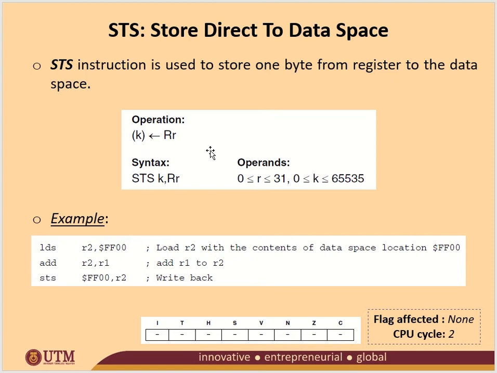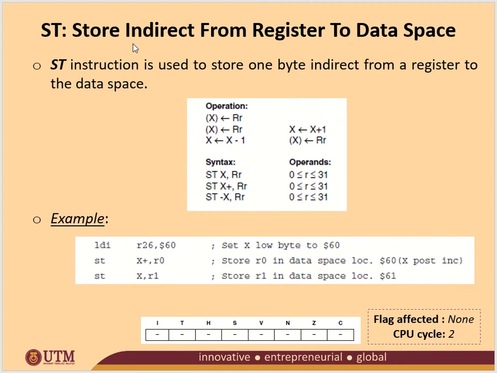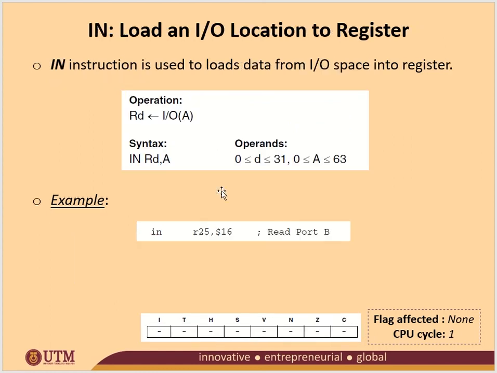So you can use the STS, store direct to data space. This one also we covered. And then we have the ST, store indirect from register to data space. Here you can see you have the post-increment and pre-decrement by using the pointer register. Again, this one also we already covered.